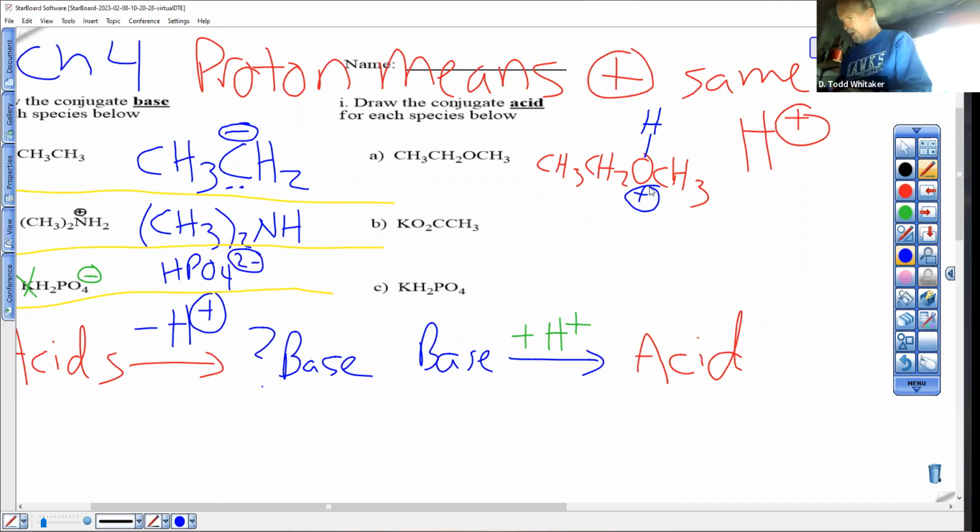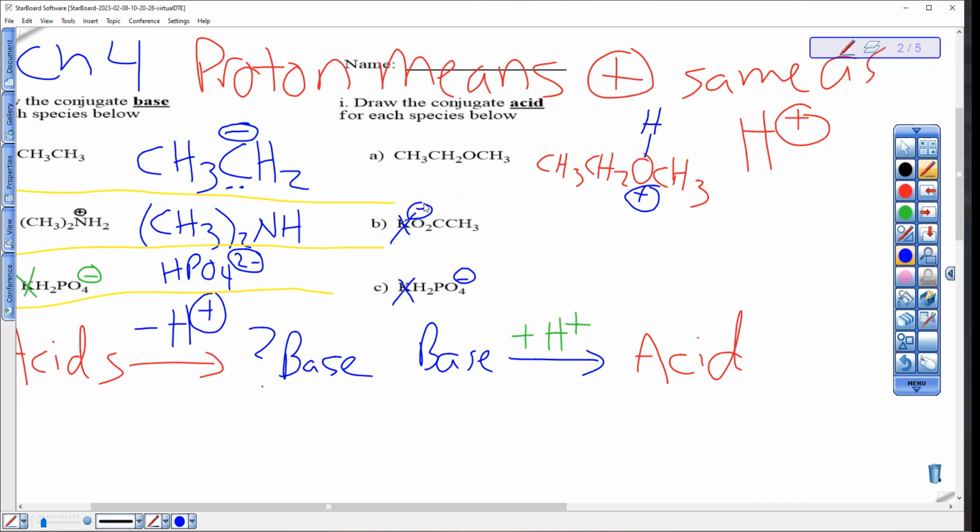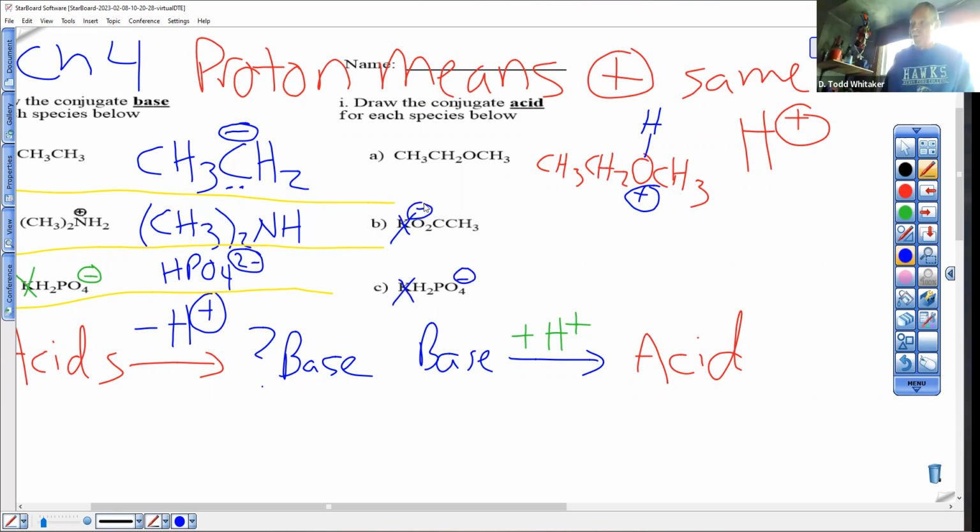And of course, you're doing this. This minus goes with the O, and that's a hint where the H goes. H plus is attracted to O minus. That's where you're putting it. All right, so we're going to put an H in front, and the rest of the species. That's a carboxylic acid. Makes sense.